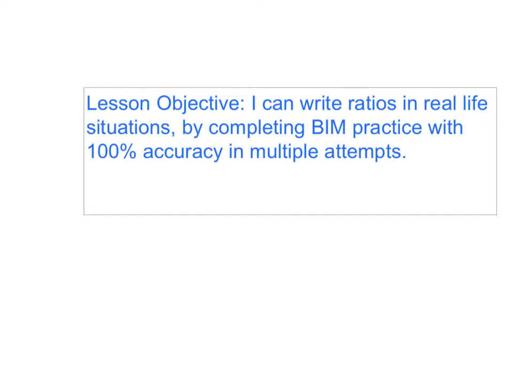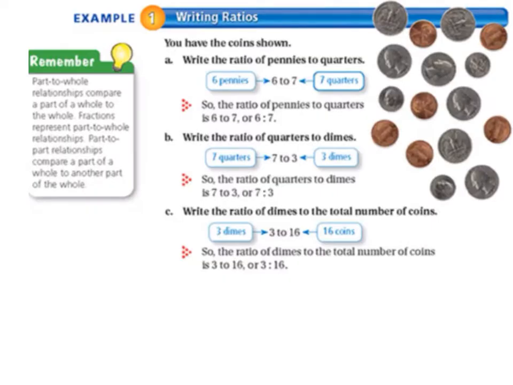Today's objective is I can write ratios in real-life situations by completing Big Ideas Math practice with 100% accuracy in multiple attempts. In this lesson, we're going to be starting on page 192 in your textbook. Let's start with the remember part off to the side.